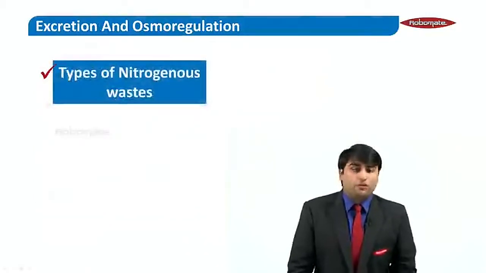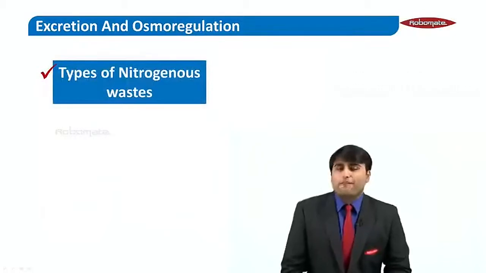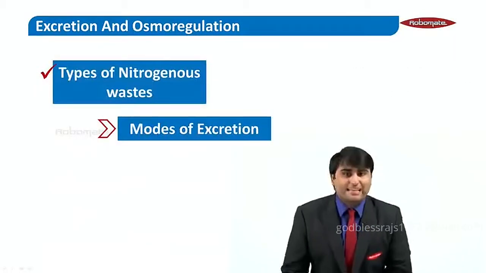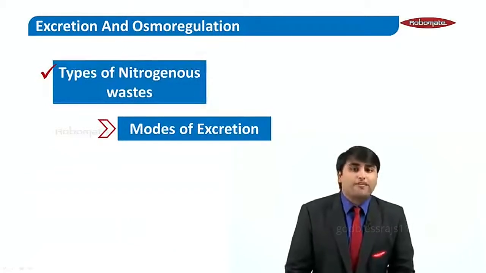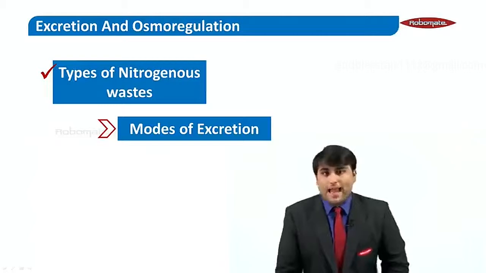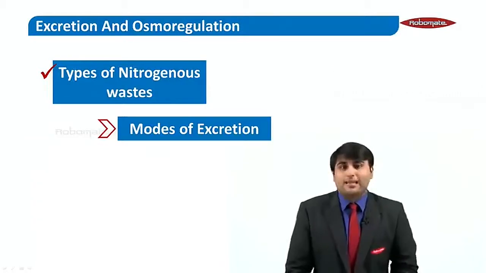So that was all for this module, my friends, where we discussed the types of nitrogenous waste products. And in the next module, we are going to discuss in detail the modes of excretion, that is ammonotelism, ureotelism, and uricotelism. Till that time, take care.